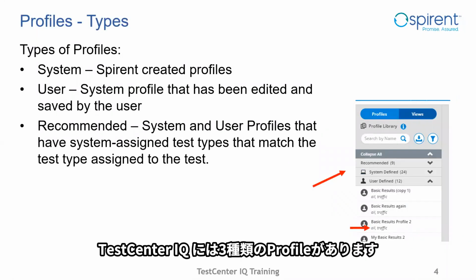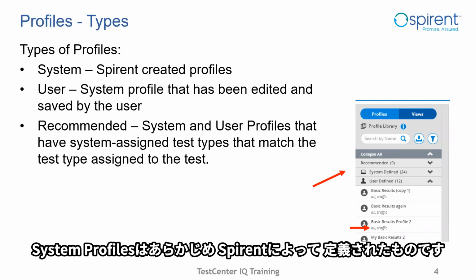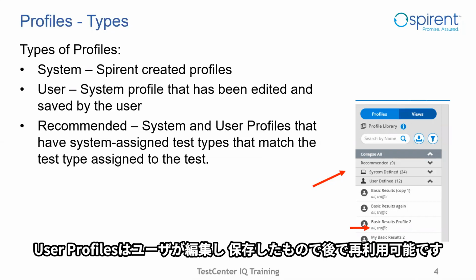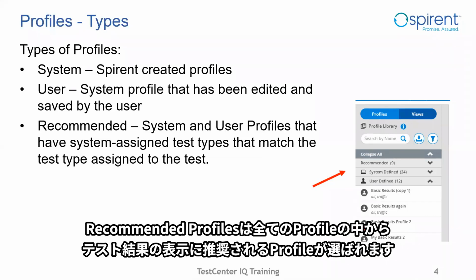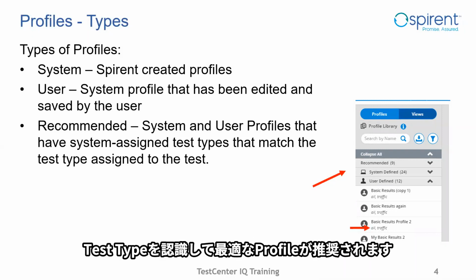In TestCenter IQ, there are 3 types of profiles. The system profile, which are the Spirent-created profiles that ship with the product, and then the user profiles, which are the system profiles that have been edited by the user and saved for reuse. The recommended profiles are a subset of the user and the system-defined profiles. The recommended section of the profile library is intended to guide the user towards profiles that best match his test type.